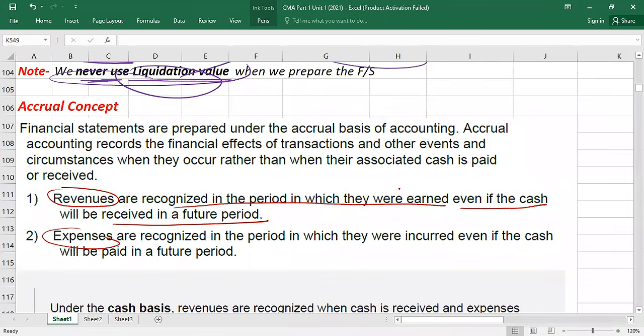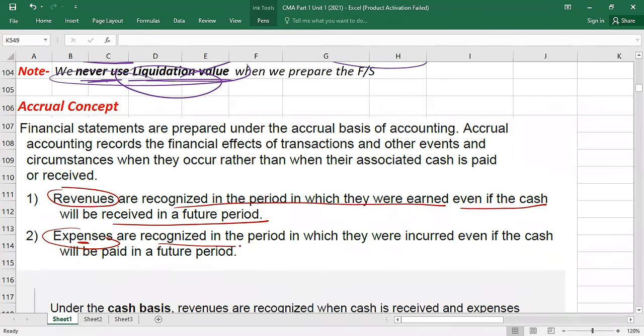For example, what example comes to your mind? Credit sales. When you make the sales, you book the revenue, even if you didn't collect the cash. This is what you are doing due to the accrual concept. Right or wrong?